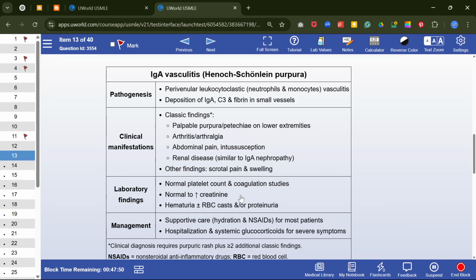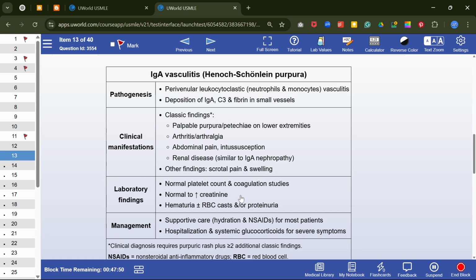IgA vasculitis, Henoch-Schönlein purpura: perivenular leukocytoclastic neutrophil and monocyte vasculitis, with deposition of IgA, C3, and fibrin in small vessels. Clinical manifestations: classic findings are palpable purpura and petechiae on the lower extremity, arthritis or arthralgia, abdominal pain, intussusception, and renal disease similar to IgA nephropathy. Other findings: scrotal pain and swelling.